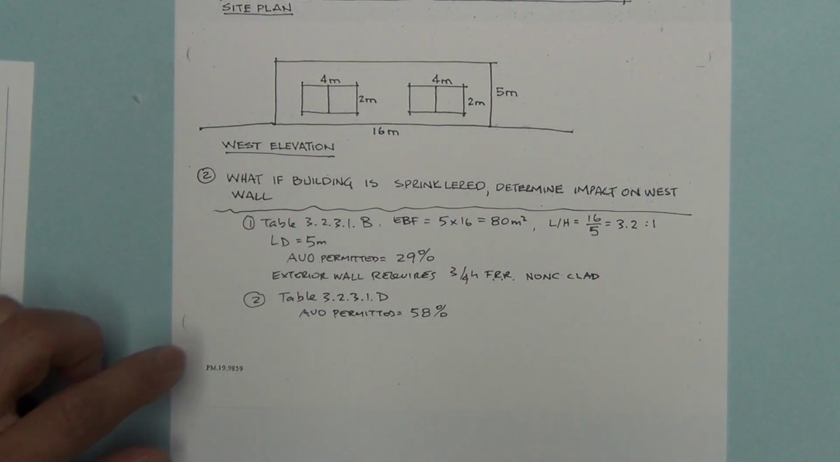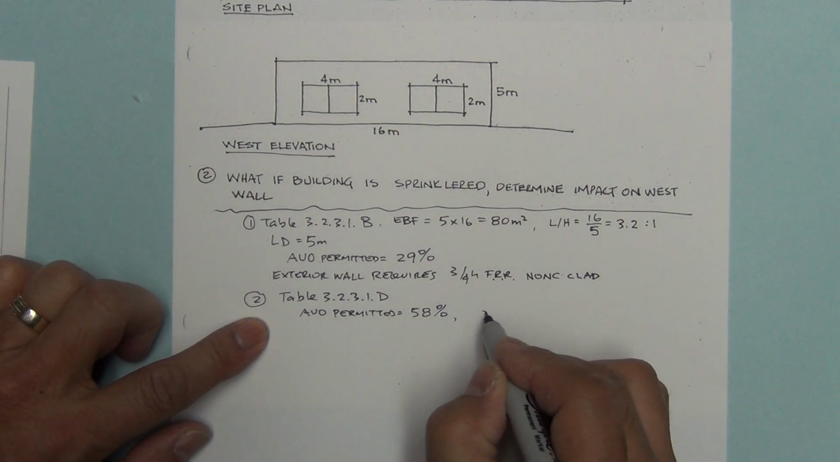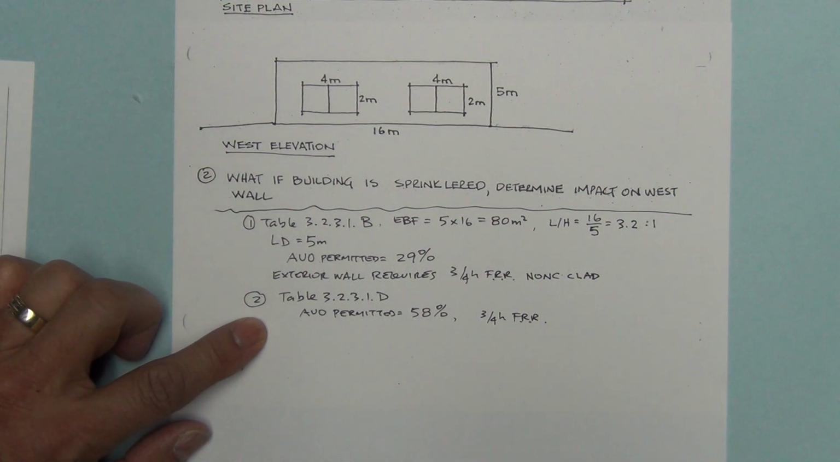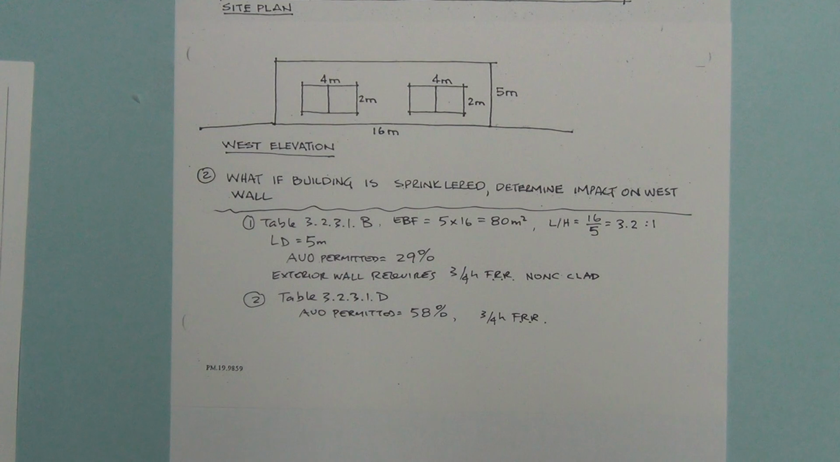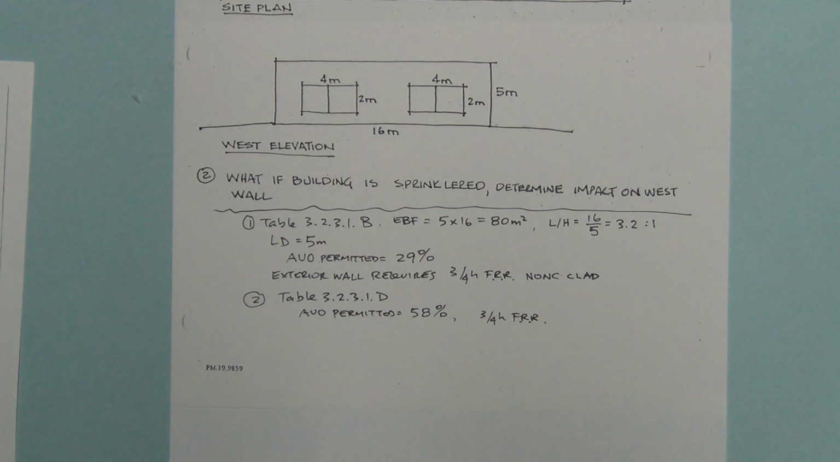So then the requirement only for the west wall when the building is sprinklered is a 3/4 hour fire resistance rating, and that's all. You notice that the area of unprotected openings, when you do sprinkle the building, actually is exactly twice the amount of an unsprinkled building. And that works when the L/H ratio is between 3 to 10 to 1.